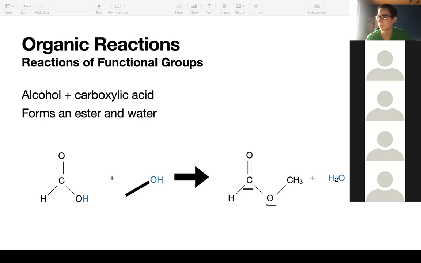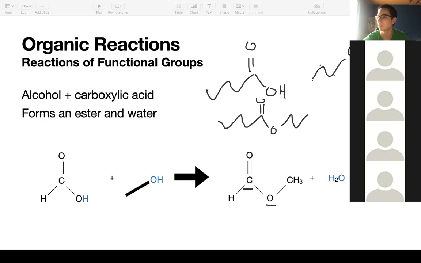And yeah, so we could have something crazy like this plus our OH. When we want to see what it's going to look like finally, we just count how many carbons are on the alcohol. In this case, 1, 2, 3. So we just redraw this without the hydrogen, and we just attach 3 carbons. And yeah, that is alcohol plus carboxylic acid.